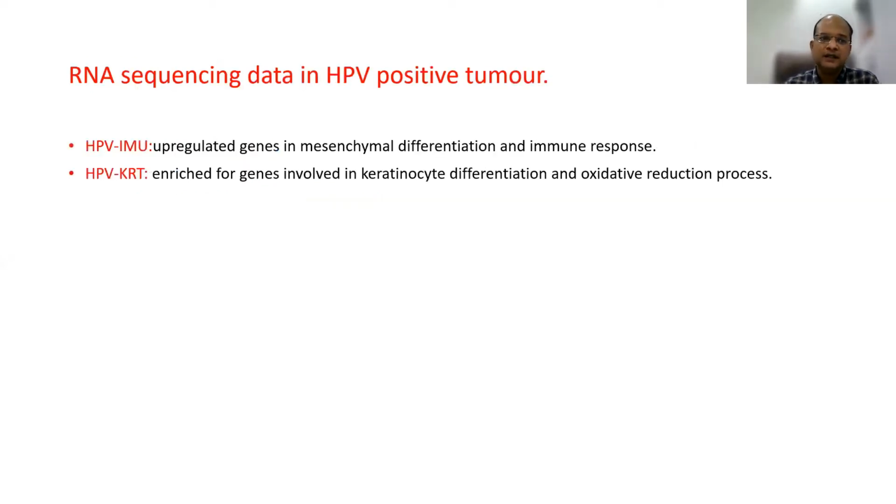Based on RNA sequencing data, these HPV positive tumors are divided further into two types. IMU means there is upregulation of the genes involving mesenchymal differentiation and immune response. Second is the HPV KRT type. These tumors are enriched for genes involving keratinocyte differentiation and oxidative reduction processes.